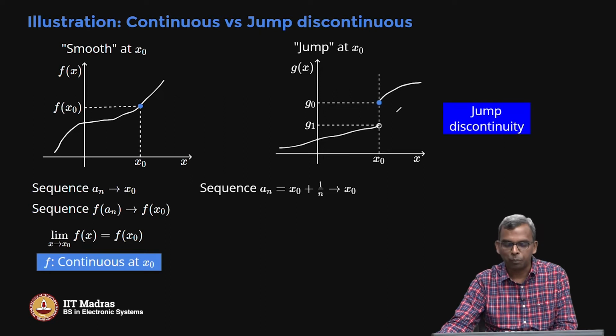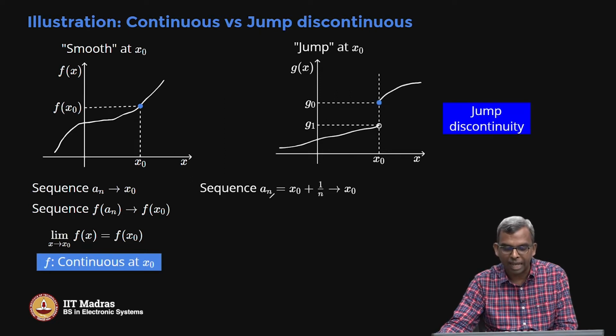Turns out you can. Look at this sequence a n. a n is x0 plus 1 by n. Where will be the values of this sequence for every n? It will be to the right of x0, right? Very important. But still, because 1 by n is tending to 0 here, x0 plus 1 by n will tend to x0. So here is a sequence which is tending to x0.